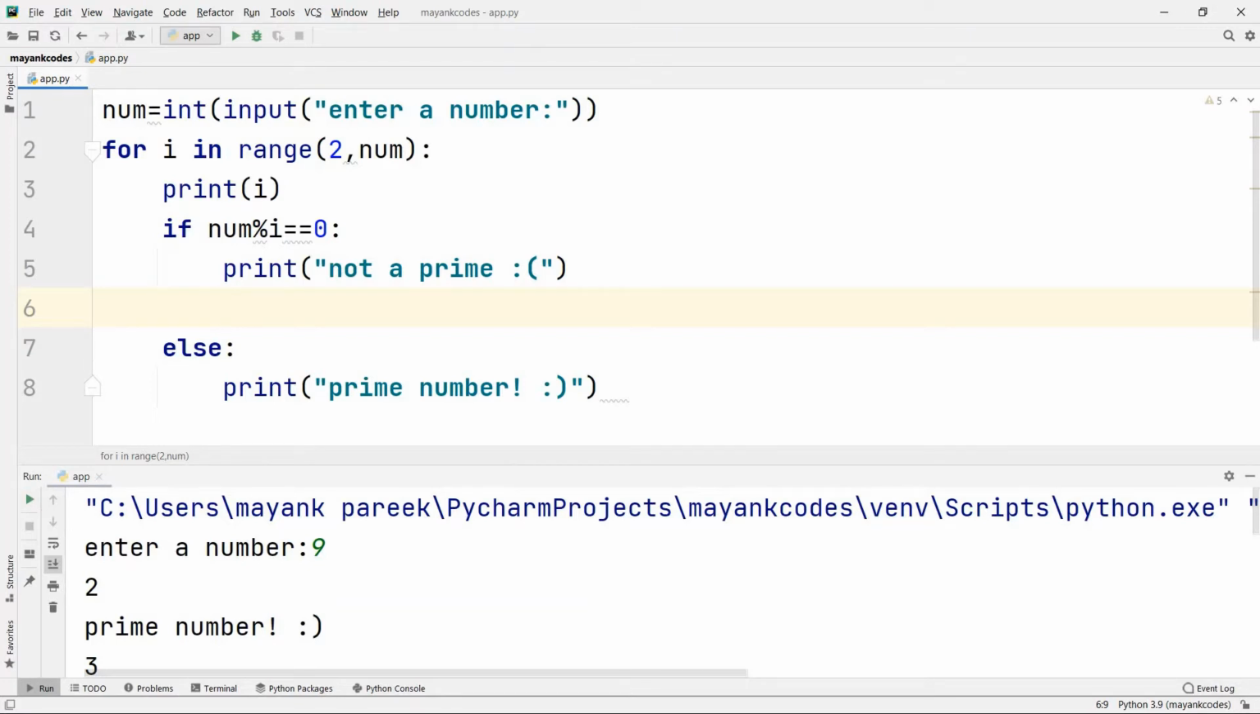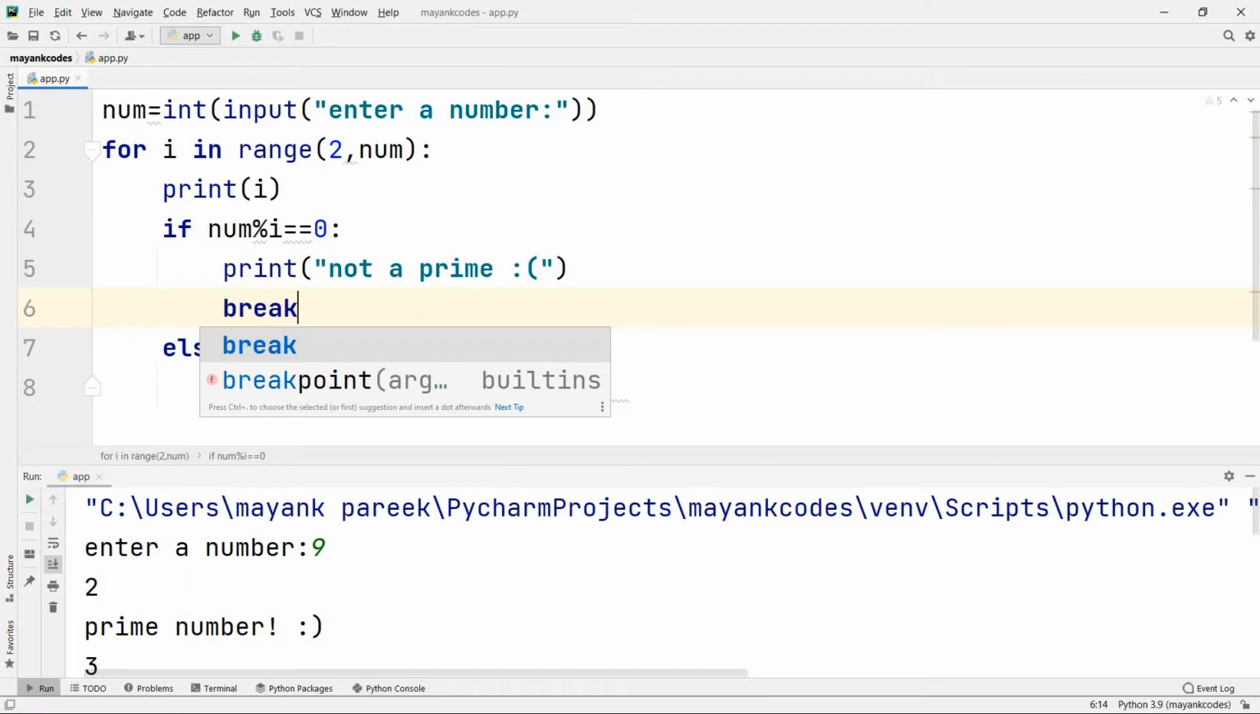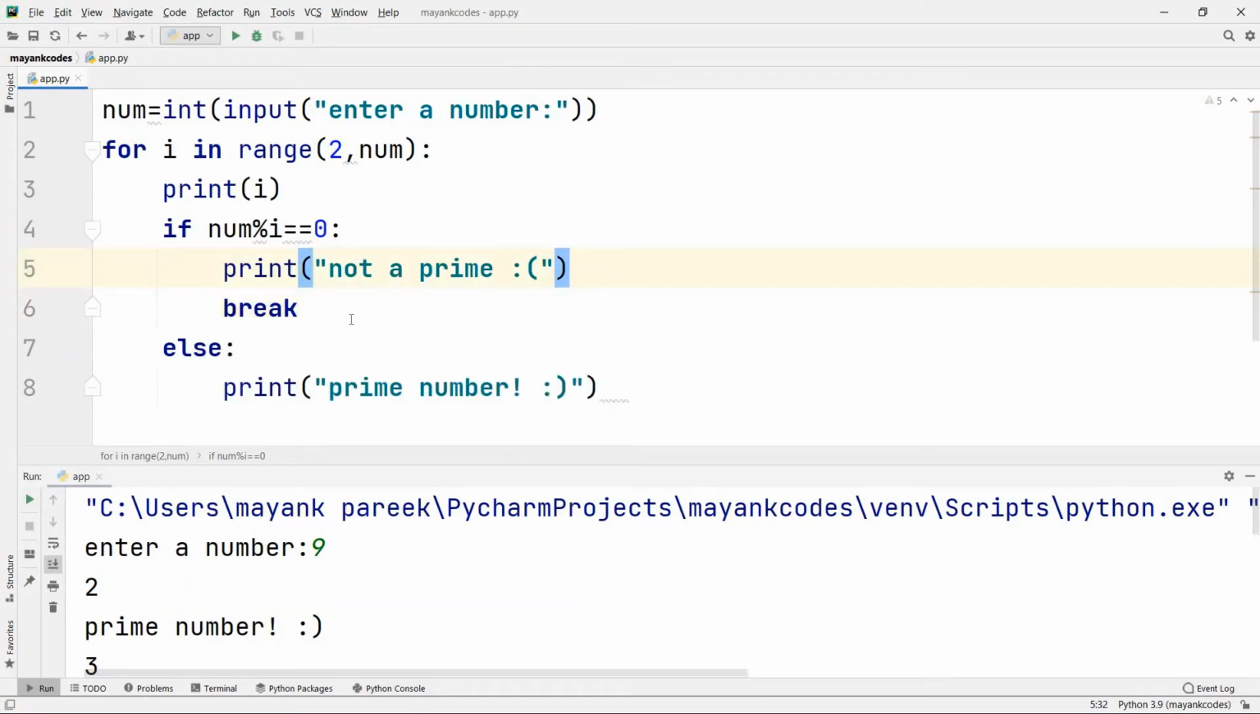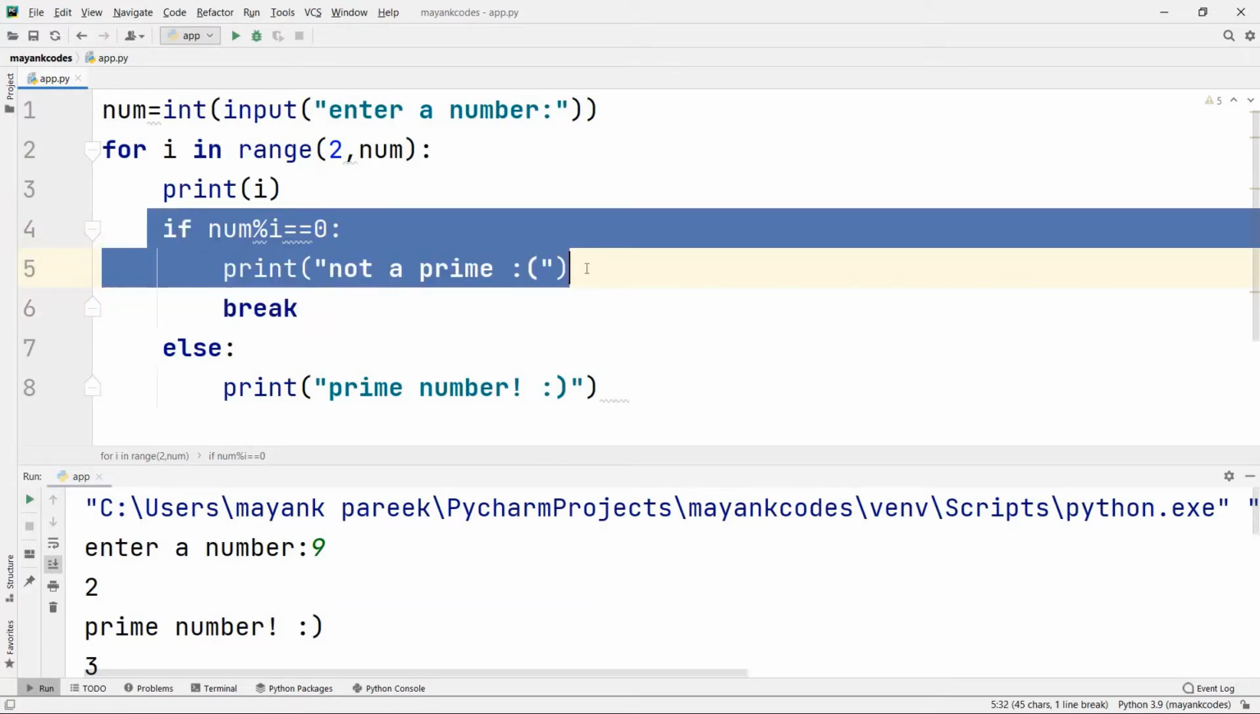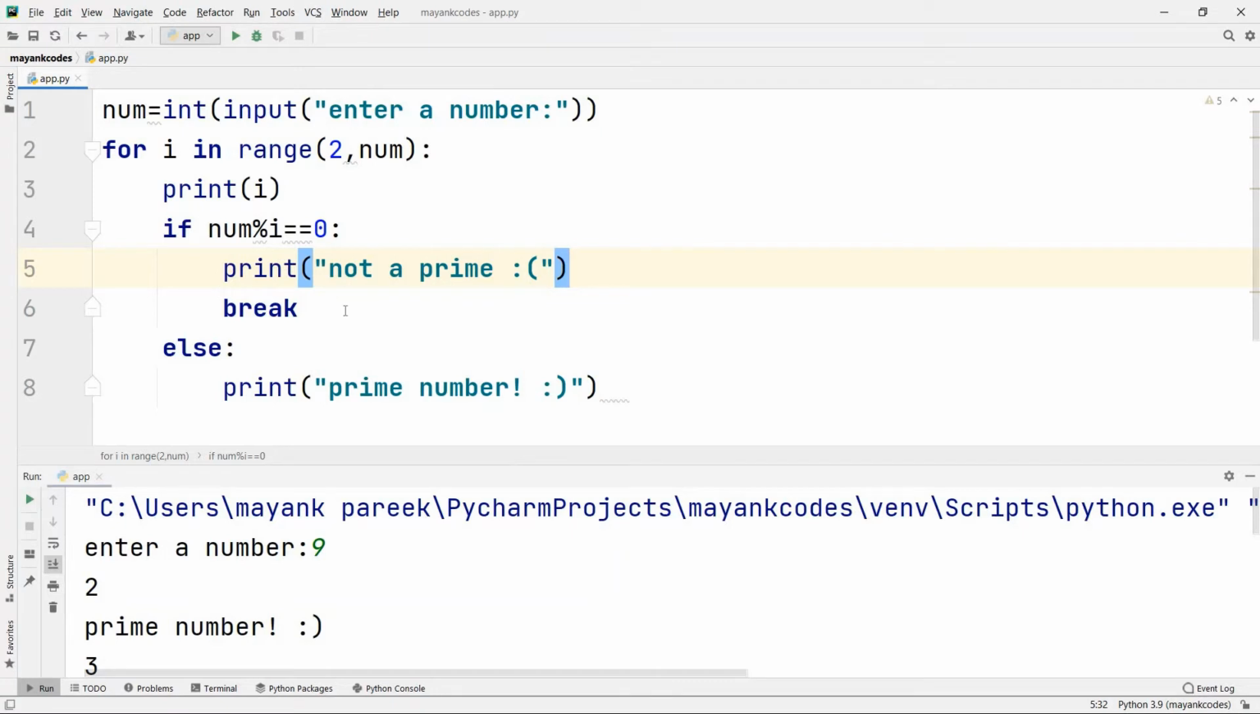So I can just say break. Okay, so I'll just break this thing. Now I have a break in this loop over here, and this loop will break after this. So if this condition is true, this thing will be printed over here, and the loop will break. So this loop will break when this value is true.